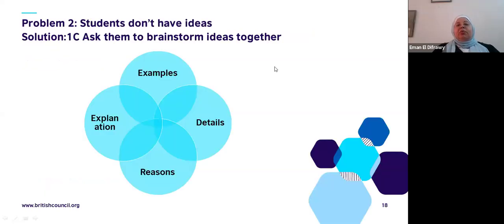Okay, so again, how to generate ideas is, we said, by explaining that they could write some examples, details, reasons, and explanations, and give them a model. We said the first thing. The second thing, we can also ask them to brainstorm ideas together. So they start writing and giving some examples, some details, some reasons, and so on.